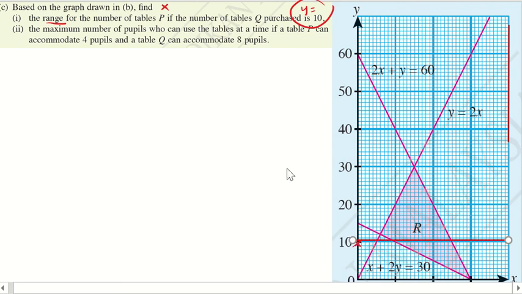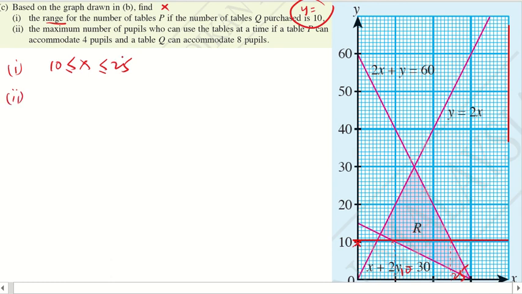He wants you to find the range. Range means not minimum or maximum. If minimum, you find the smallest one. If the question wants the maximum, you find the biggest one. But this one wants you to find the range, so you need to get both. The first one is 10, and the other is 25. So your range for x is between 10 and 25.